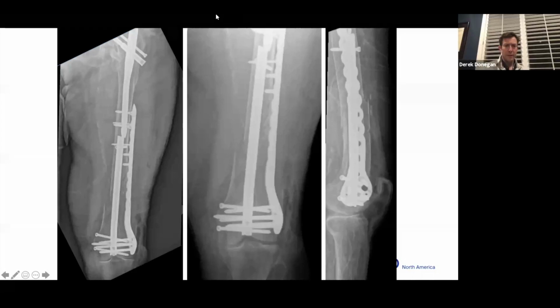That's a good technical trick. Thought real quick before we move on, one of the questions I noticed, and maybe it's too much of a Pandora's box for this one, but is this a reason to use long nails for your hip fractures?